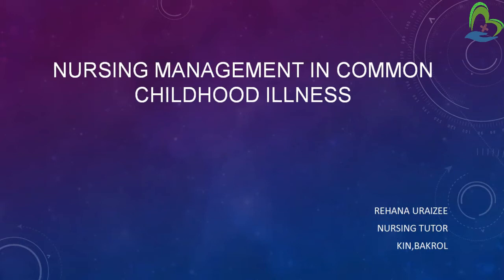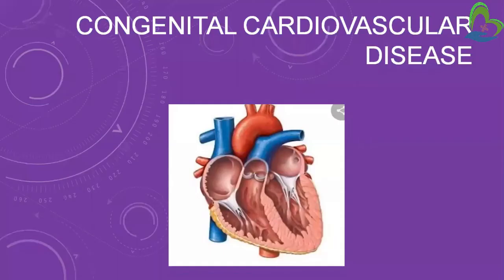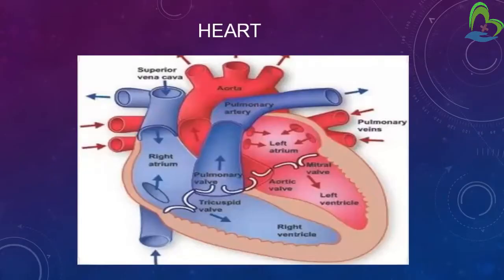So today we are going to see about nursing management in common childhood illness. First we will learn about the cardiovascular system, in that congenital cardiovascular disease. First let's learn about the heart. We have already learned about the anatomy and physiology of the heart in our previous year, so let's revise it once again.